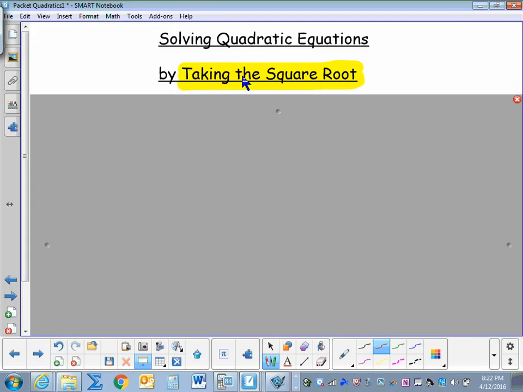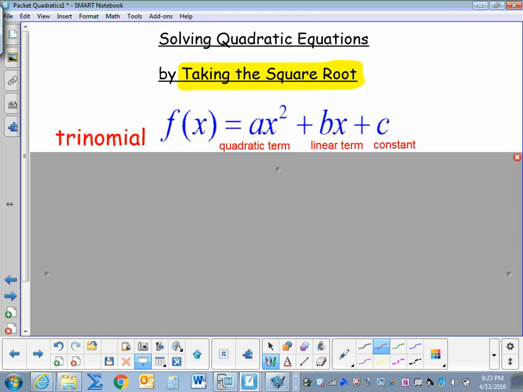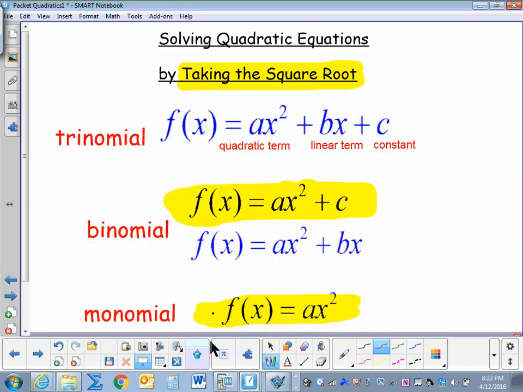So now let's solve quadratic equations using algebra by taking the square root. As you recalled, quadratic equations can come in different forms. We can have a monomial, a binomial, and a trinomial. When we take the square root, it's going to be a quadratic equation, but it's either going to be a binomial with a constant or just a monomial. If your quadratic equation has a linear term, or an x in it, you cannot use this method of taking the square root.